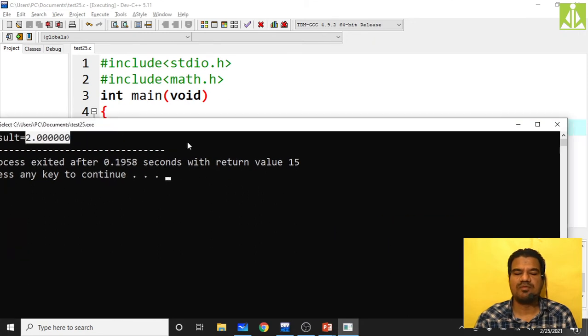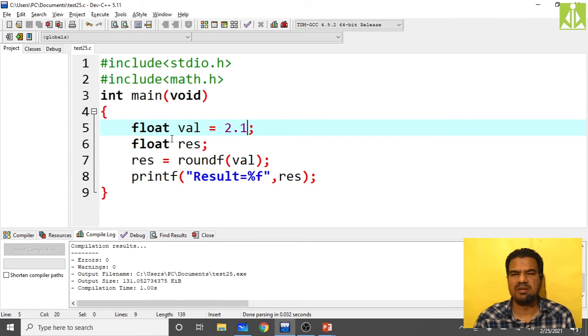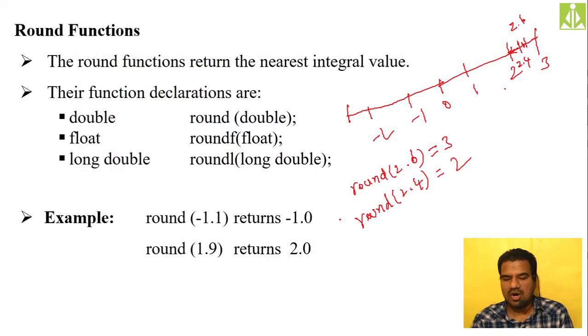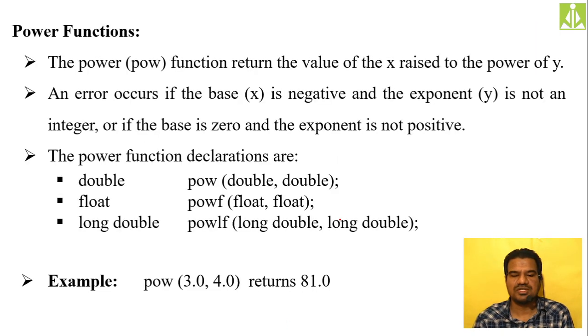So like this you can perform different operations. Simply change the functions, change the integral values and try all the functions. Okay, so the next thing on my slide, demonstration is also over.